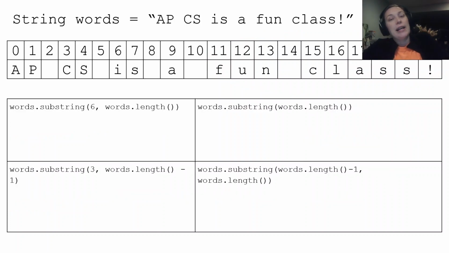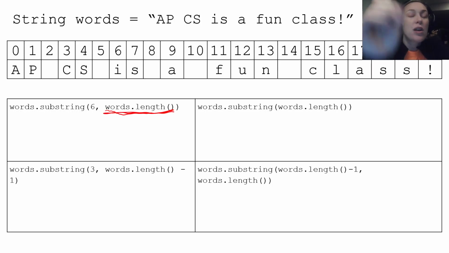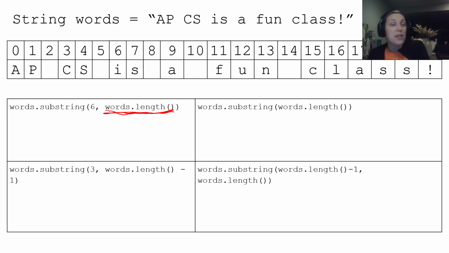Okay, these next couple, this is going to be our first taste of a method inside another method. So you see I have words.substring 6 comma words.length. So I have a method inside of another method. When I have a method inside of another method, just like the order of operations, whatever is inside gets evaluated first. So I have substring, and then inside substring I have words.length.